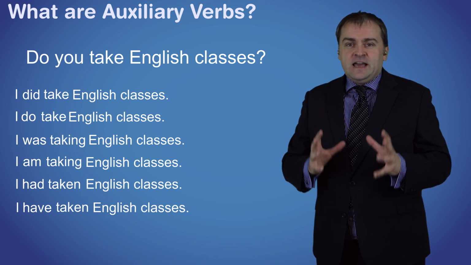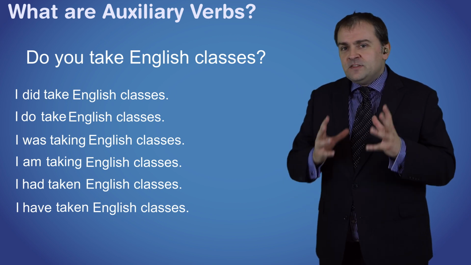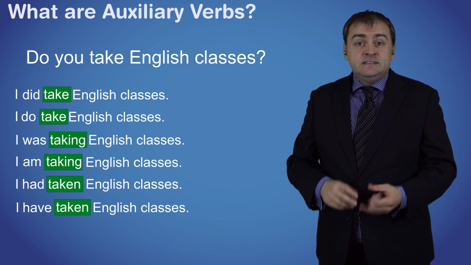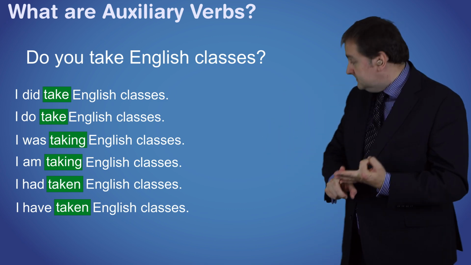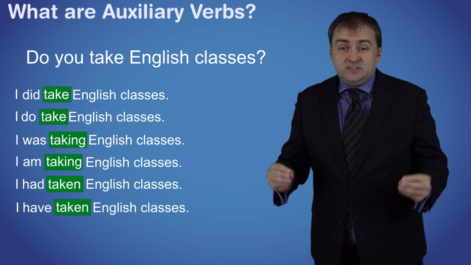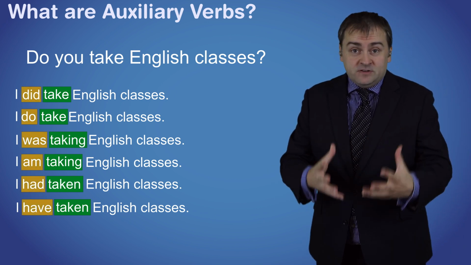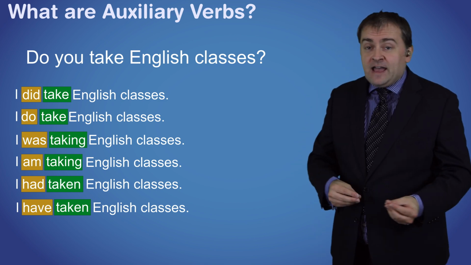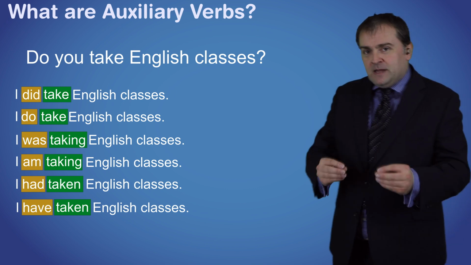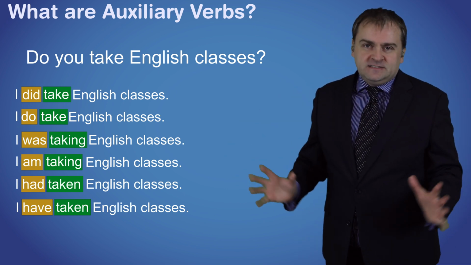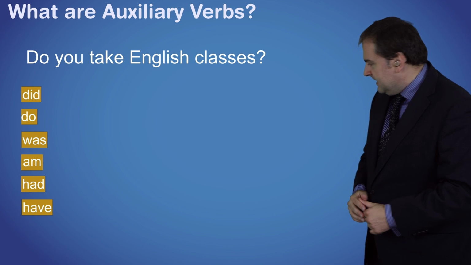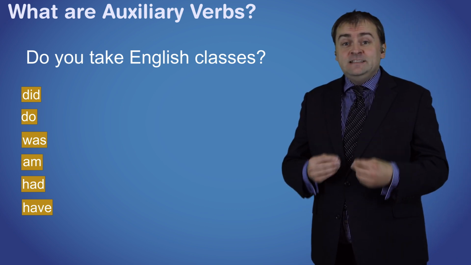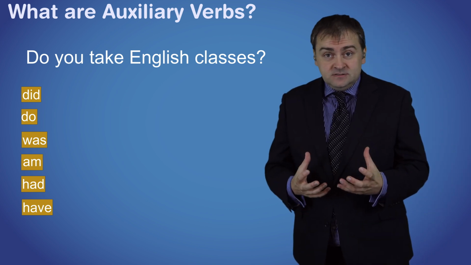Now, let's look at the pattern here. There are three different forms of the main verb: take, taking, and taken. And there are lots of different forms of the auxiliary verbs: did, do, am, was, had, and have. But let's take away the main verb and the rest of the sentence for a moment. Is just the auxiliary verb enough to figure out what tense each of these sentences use?